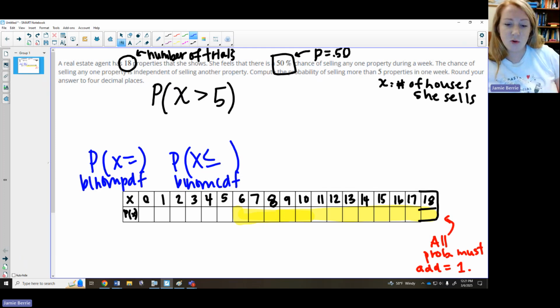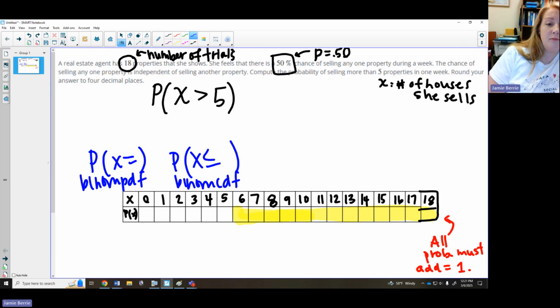All right, so you've got to reframe this problem as an equal to problem or as a less than or equal to problem. And there's a couple of ways that you could accomplish this. Some of them are easier than others.